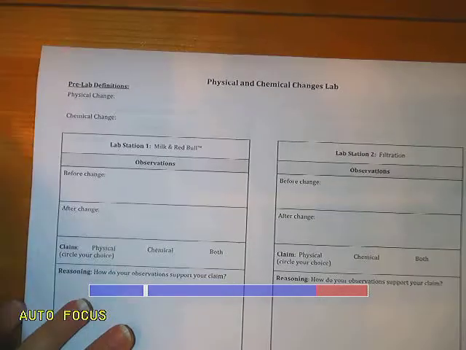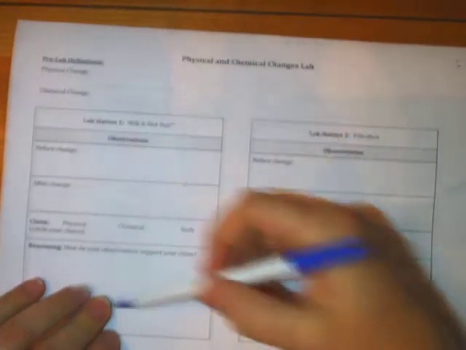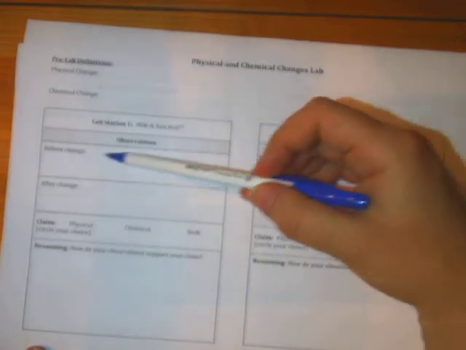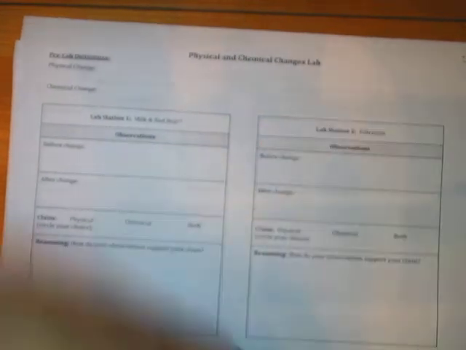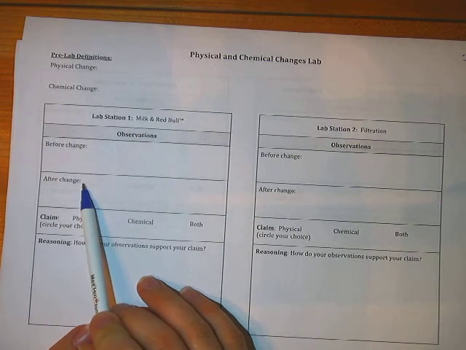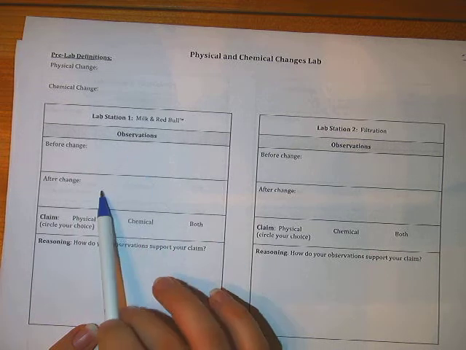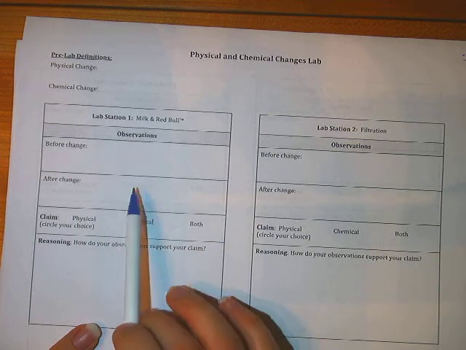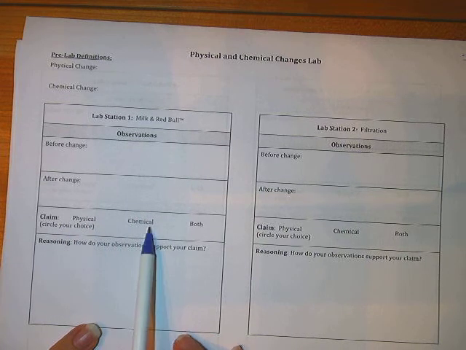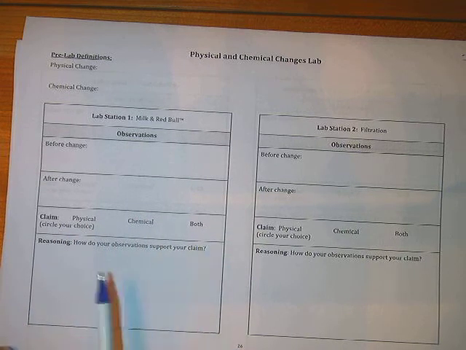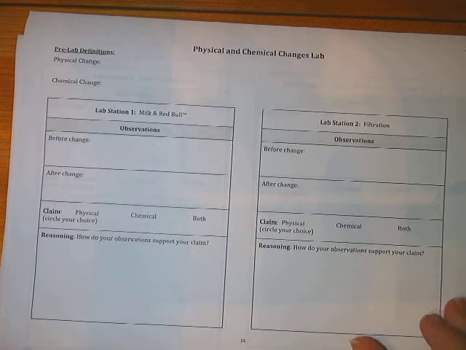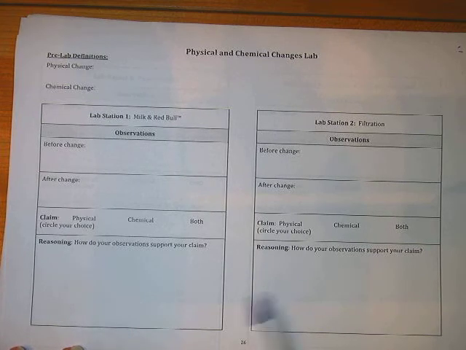This lab is a lab with a lot of stations. So each station has its own data table chart. You're going to describe what your materials look like before the change happens. You're going to describe what your materials look like after the change happens. These need to be one complete sentence in each of these boxes. You're going to decide if you've witnessed a physical change, a chemical change, or both, and then support your claim with reasonings, which, again, need to be complete sentences.